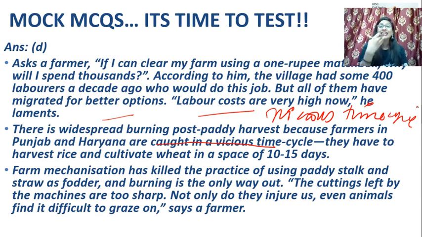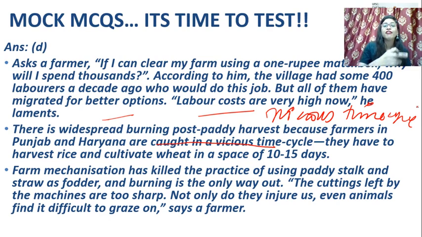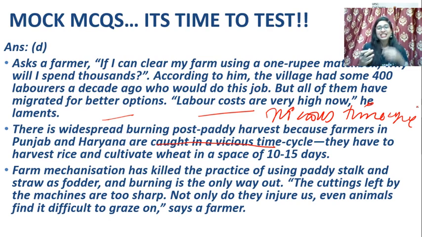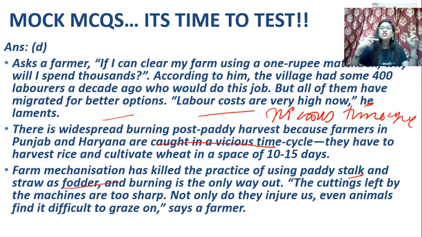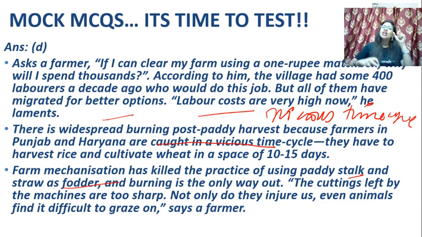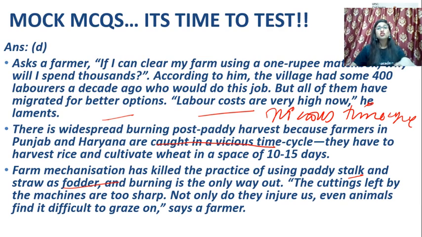It is not even giving time for the previous crop to get away or for the residues to be done away with. And thus, if you see farm mechanization, what has happened? It has literally killed the practice of using paddy stalk and also the straw, guys, as fodder for the cattle, and burning is the only way out. That is why they resort to burning. Though burning is banned also, literally many farmers, even today, resort to burning.